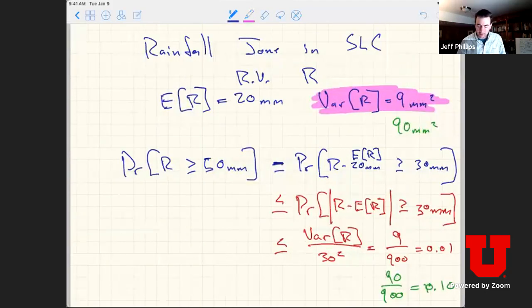And so that's why I did this kind of first step here. The first step I did here is I said, I want to know the probability it's greater than 50, but I need to subtract 20 so I can turn it into an error formulation, right? So that's why I did this first step. So now I've got a 30 after I've done this formulation. Now this error is 30 here instead of 50, because that's the difference from the expected value.